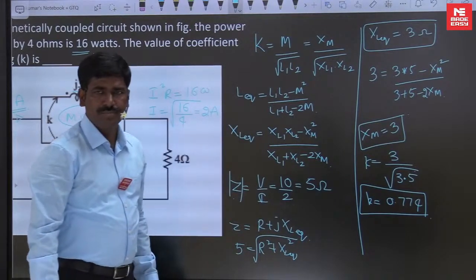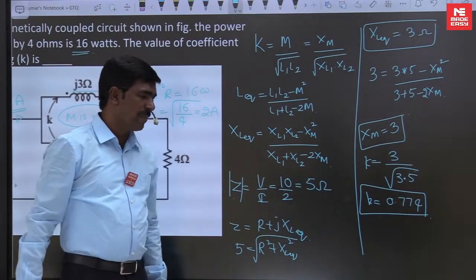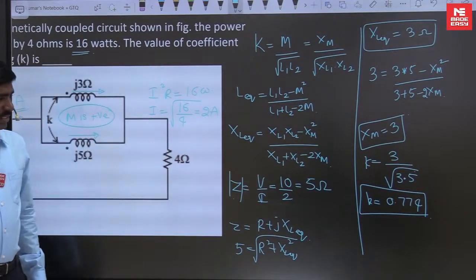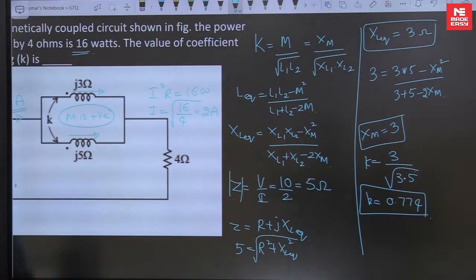Coefficient of coupling is always less than 1. Always less than 1 means K is only between 0 and 1. There are no units for the coefficient of coupling. 0.774 is the correct answer. Very good. Pratik, is the given answer correct? Ashutosh Yadav, Ahan Basu, Siba Prasad. Thank you.